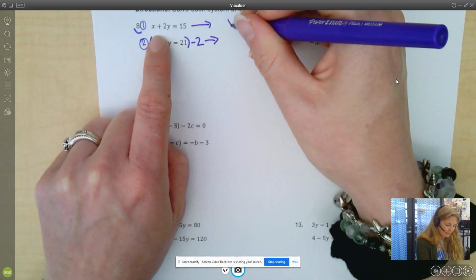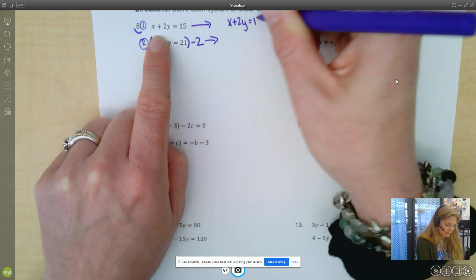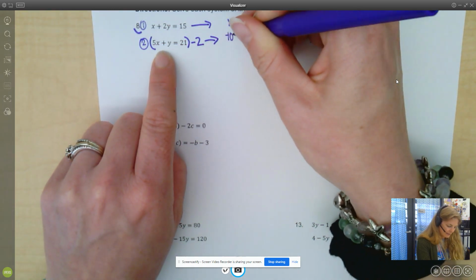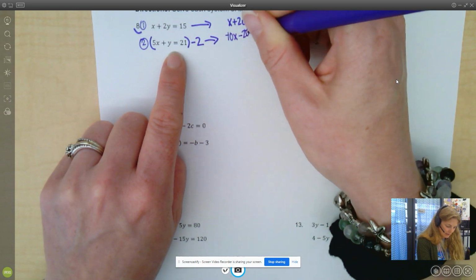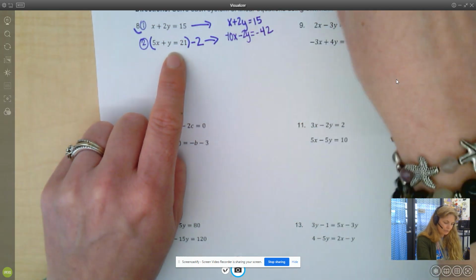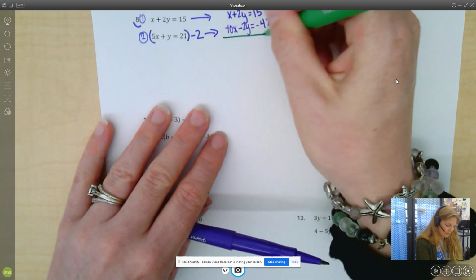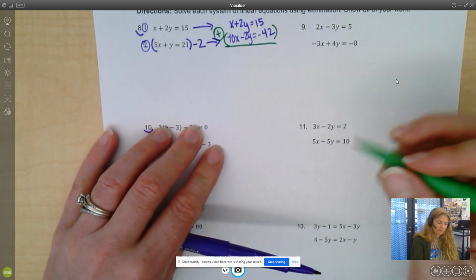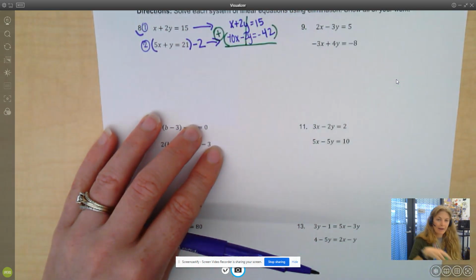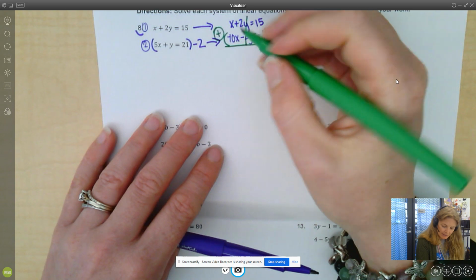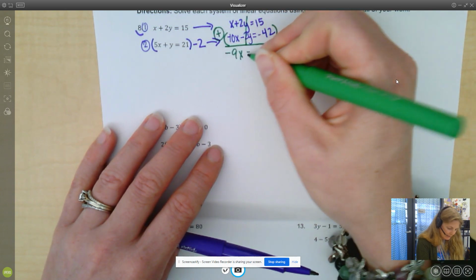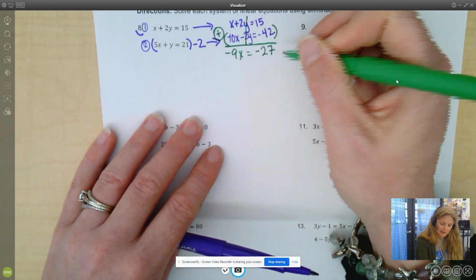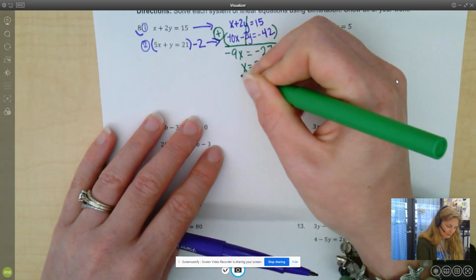So here I'm going to have x plus 2y is equal to 15. Multiplying everything by -2, I'm going to have -10x minus 2y is equal to -42. From here, remember, I'm going to put parentheses around my entire second equation and show that I'm adding my system. 2y plus -2y, they're gone. x plus -10x is -9x. 15 minus 42 is -27. Divide both sides by -9, and x is equal to 3.